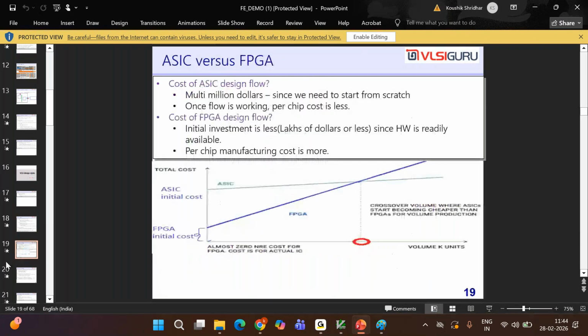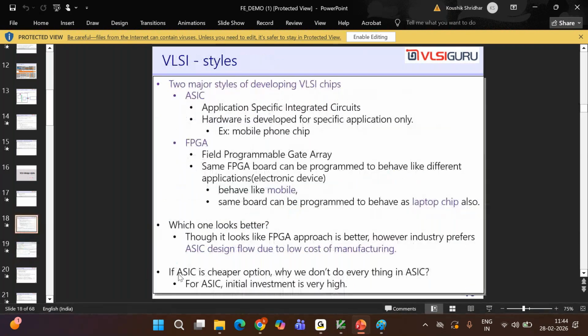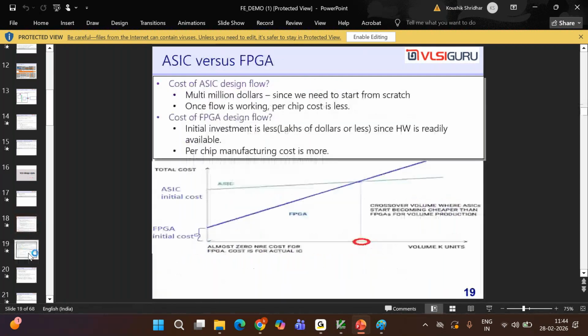Okay, yeah, is it clear? So the cost of the ASIC design flow is basically multi-million dollars to set up the design flow from scratch till the end. Once the flow is set up, once the investment of multi-million dollars is done, the cost of manufacturing the ASIC chip will be less because it's mass production. For the FPGA design flow, initial investment is less since hardware is readily available. Per chip manufacturing cost will be more because of less production.